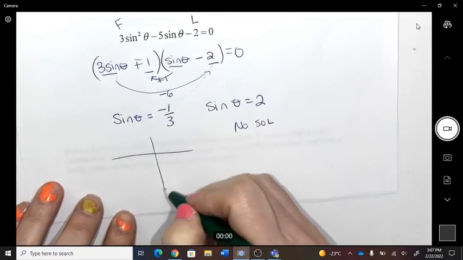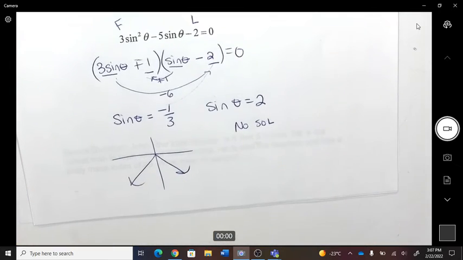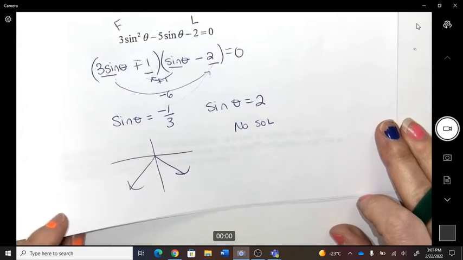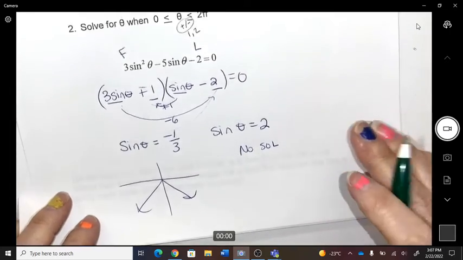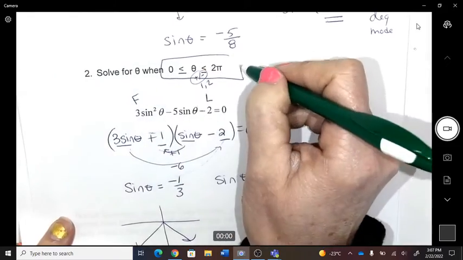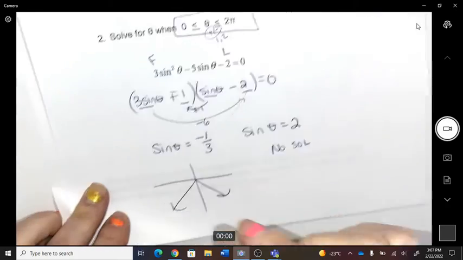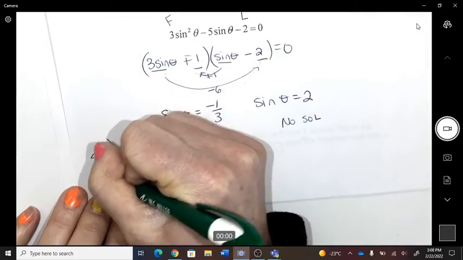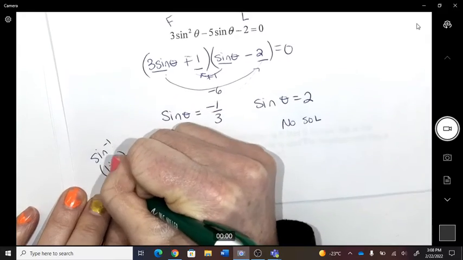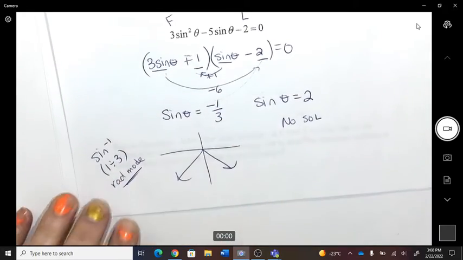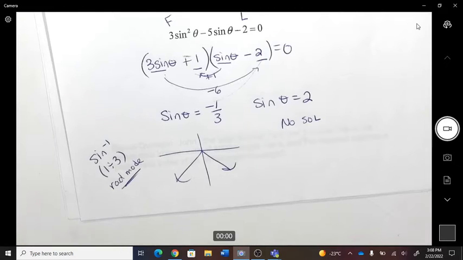Okay, we just did this quadrant stuff. So sine is negative. Okay, what's going to be different for me right now? What does this say about my answer? Now my answer is in radian modes, right? So sine inverse 1 divided by 3. But this time, make sure your calculator is in radian mode, okay? And you'll get a small number, right?